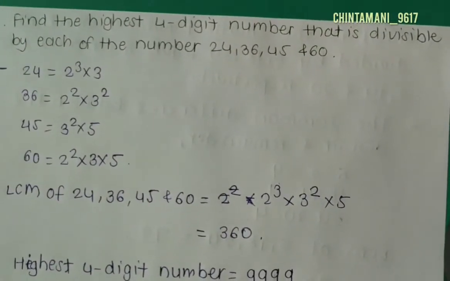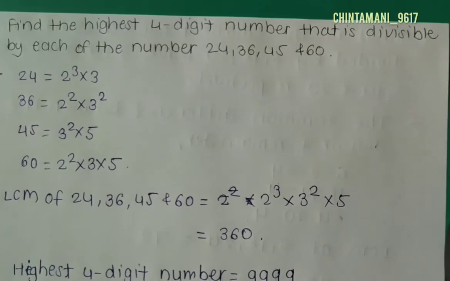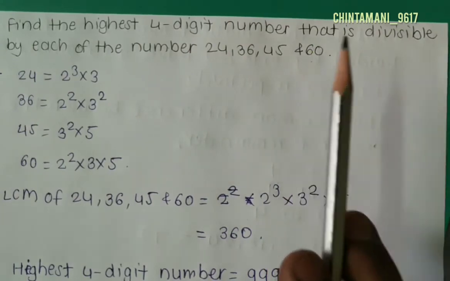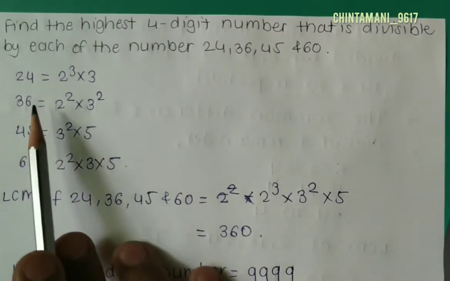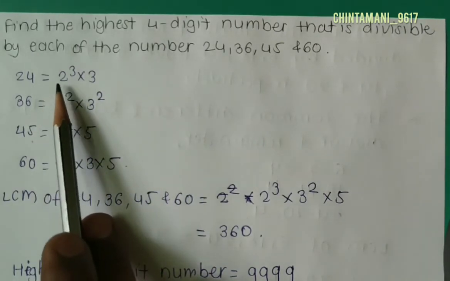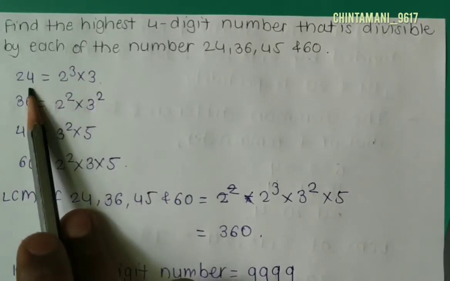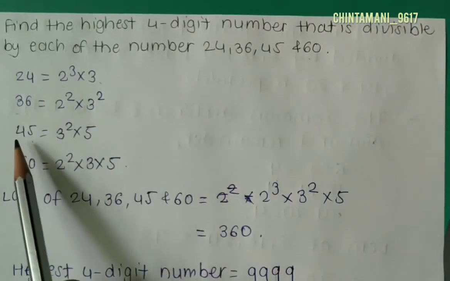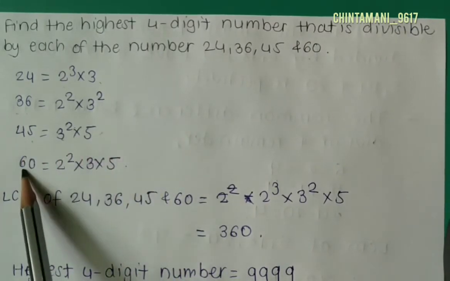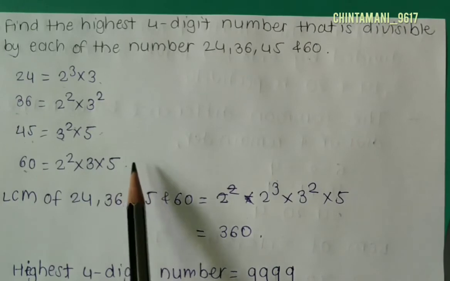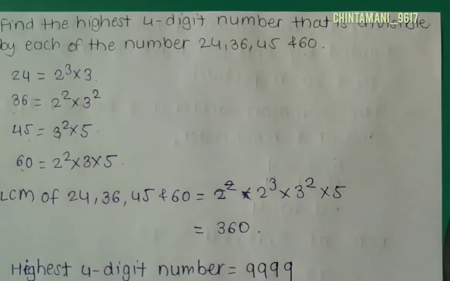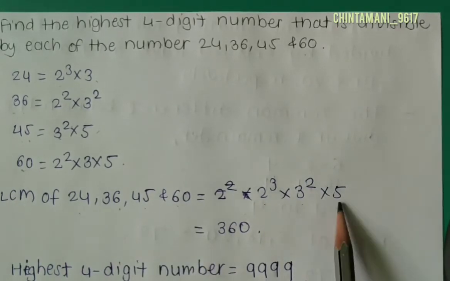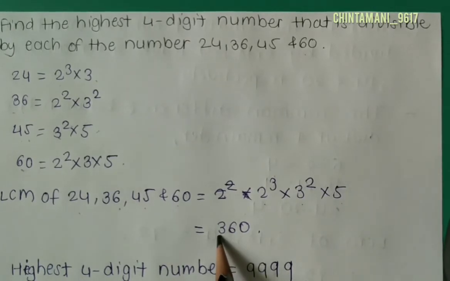The first question is: find the highest 4-digit number that is divisible by each of the numbers 24, 36, 45 and 60. The factors are: 24 is 2 cube into 3, 36 is equal to 2 raised to 2 into 3 raised to 2, 45 is 3 raised to 2 into 5, and 60 is equal to 2 raised to 2 into 3 into 5. And what is the LCM of all the four numbers? The LCM of 24, 36, 45 and 60 is 2 cube into 3 square into 5, that is equal to 360.